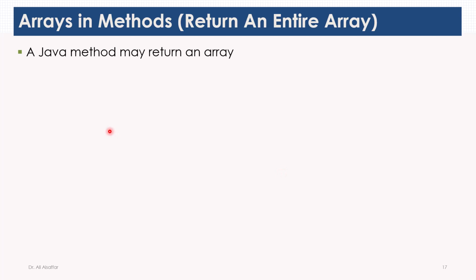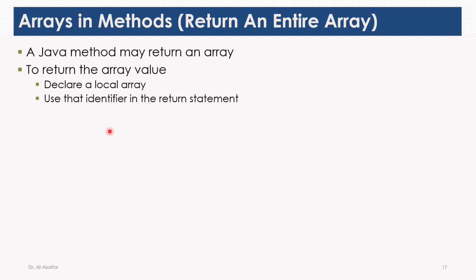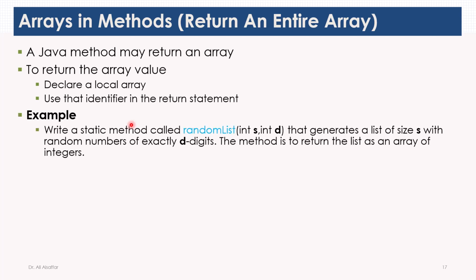In Java, how to make a method return an array. It is very simple. You simply declare a local array inside the method, you initialize it with data, and then use the array identifier in a return statement to return the entire array. For demonstration of how a method can return an entire array, let us implement the following method.